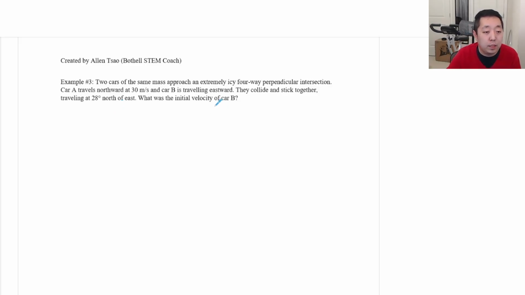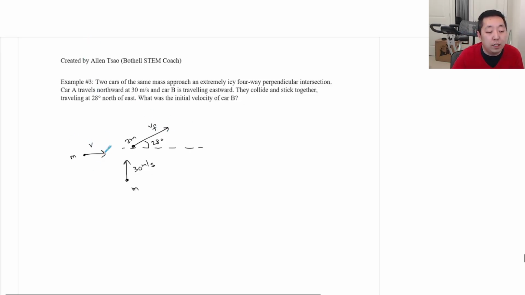Two cars of the same mass approach an extremely icy four-way perpendicular intersection. Car A is traveling northwards at 30 meters per second. They have the same mass, so we just call it m. And then car B is traveling eastward, and they collide and stick together. I don't know his velocity. After the collision, they travel together north of east, 28 degrees like this. They have 2m, and they move at some velocity, we'll just call it v2 or v final, but again, not given to us. And they want us to figure out the initial velocity of the car.